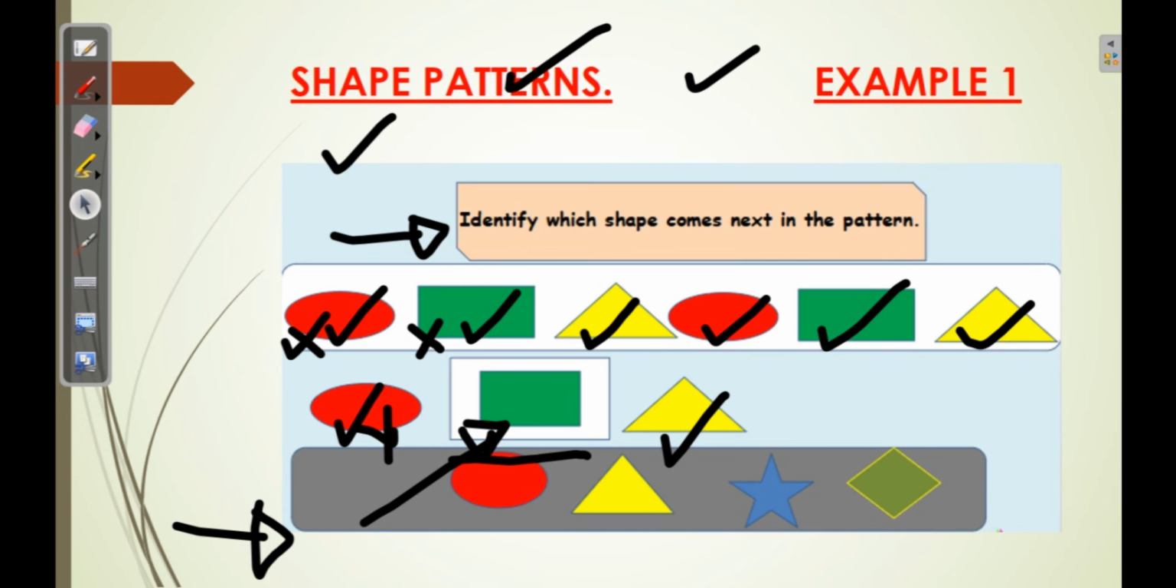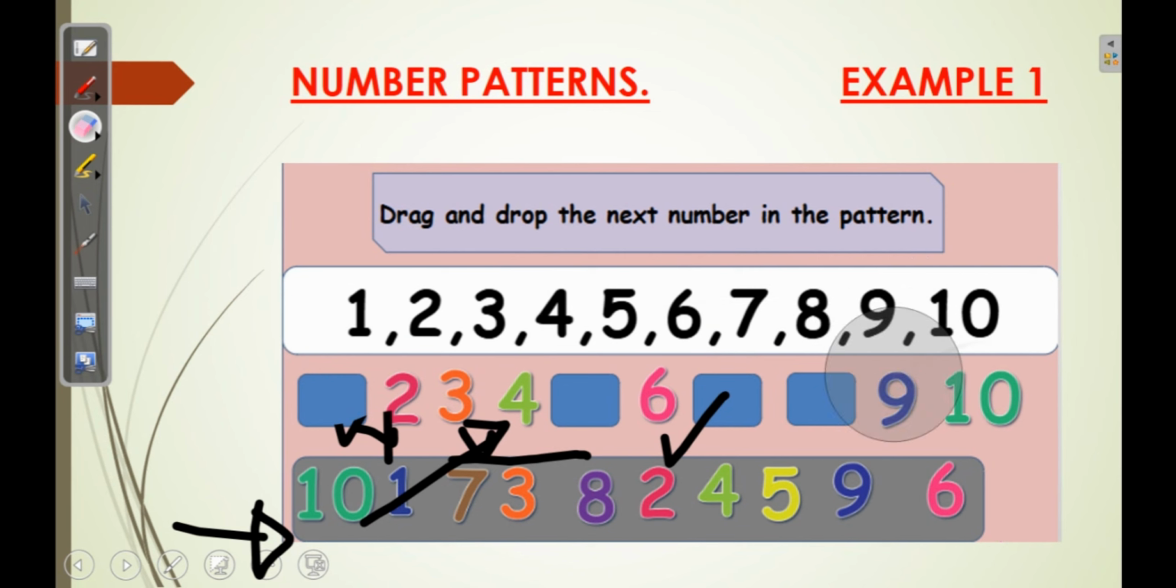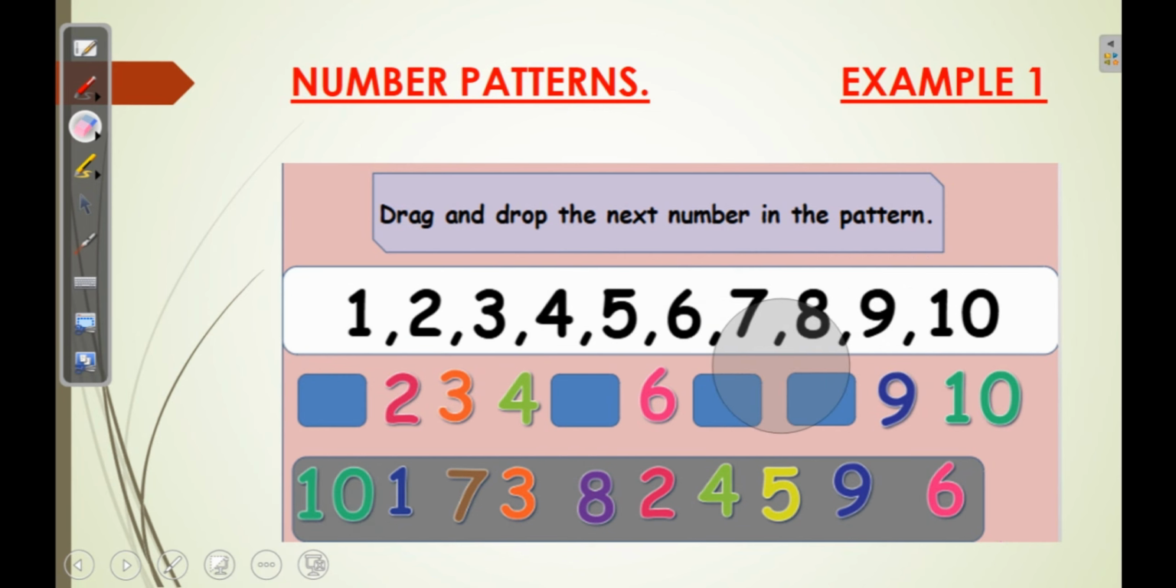So we are going to look at the next example where we are having number patterns. Then from there we are going to look at letter patterns. So right away, let us look at number patterns. So we have the numbers down here, and the question says drag and drop the next number in the pattern. So the numbers are here. We have 1, 2, 3, 4, 5, 6, 7, 8, 9, and 10.